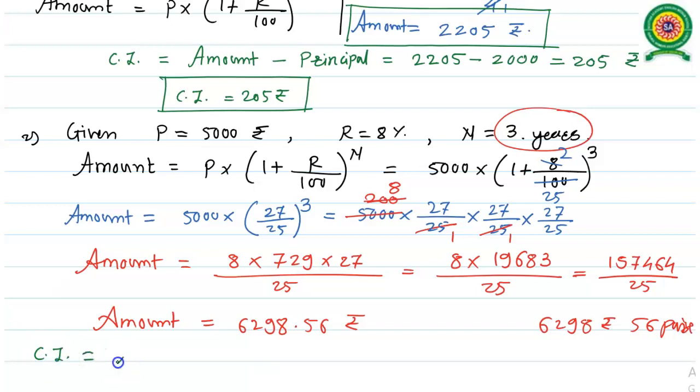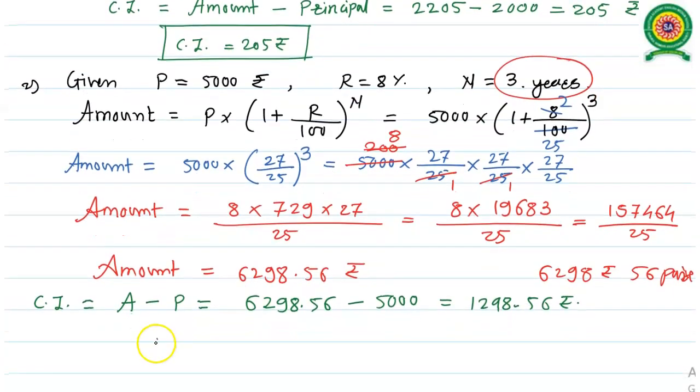So compound interest equals amount minus principal. The amount at the end of the 3 years is 6,298.56, minus the principal value, which is given as 5,000. Once we do the subtraction, we get 1,298.56 rupees. Again the same thing, the compound interest is 1,298 rupees and 56 paise.